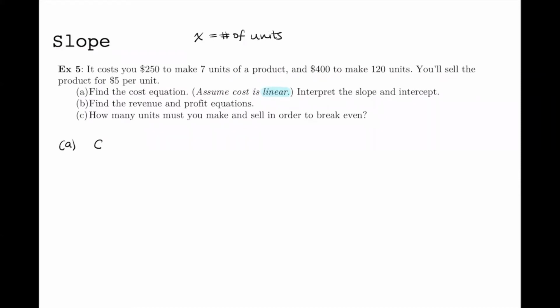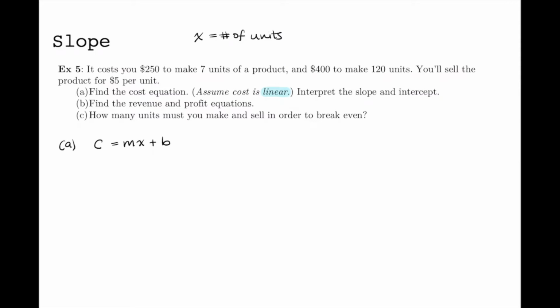In this example, it says that the cost equation is linear. So that means that the cost is going to look like mx plus b. In past economics examples, we were often told what the fixed cost was and the variable cost, and then we could put those together to find our cost equation. Here we are actually not given that.